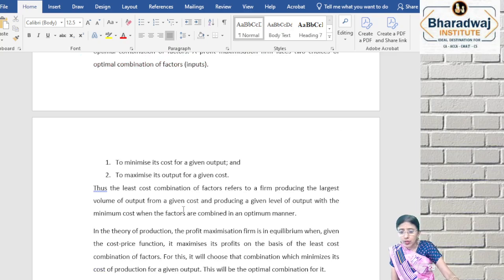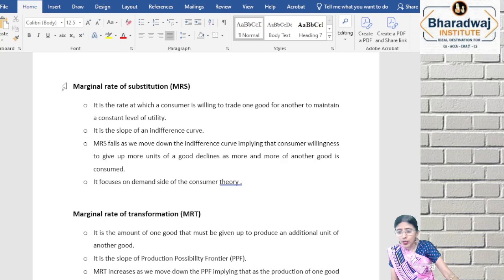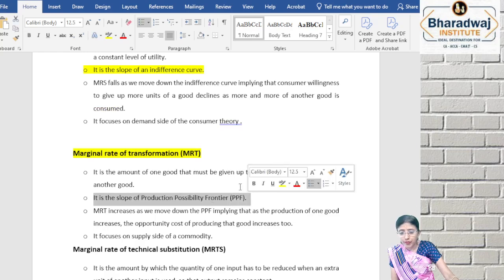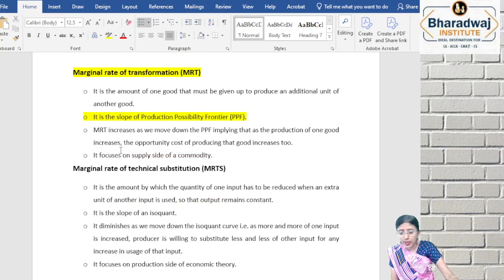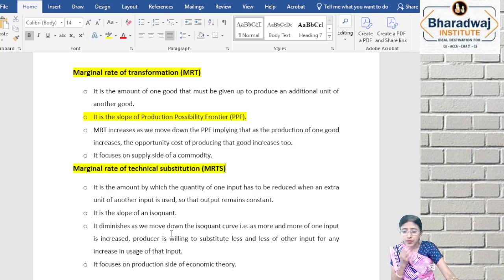Are you clear? Producer's equilibrium I already showed you, why give it again and again. So MRS, you know what it is? It will come under indifference curve. What is MRT? Marginal rate of transformation. It will come under PPF. What is MRTS? Marginal rate of technical substitution. It will come under producer's equilibrium. Remember that.